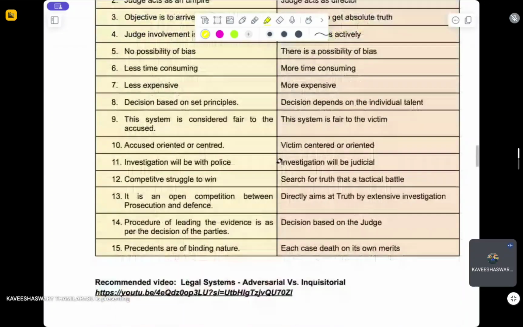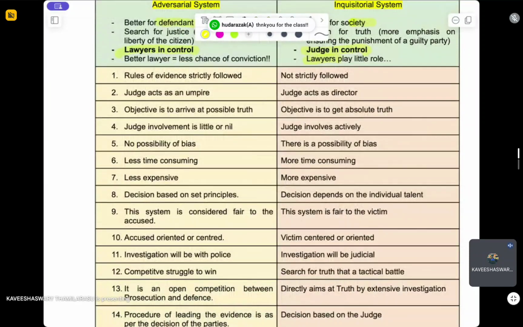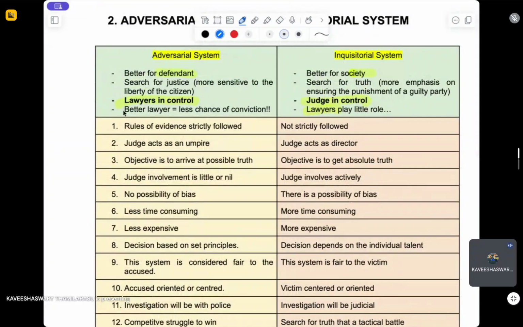So yeah, I have given you about 15 different kinds of differences. I'm going to go through a few of them with you, which are the important ones you can remember. In the adversarial system, you have to focus more on the rules of evidence, while in the inquisitorial system, they don't really focus much on the evidence. In the adversarial system, the judge plays an umpire. Basically, it means that the judge has the least amount of role, just like a referee, you can say. But in the inquisitorial system, the judge acts as a director. They are the main person who is investigating the entire situation.